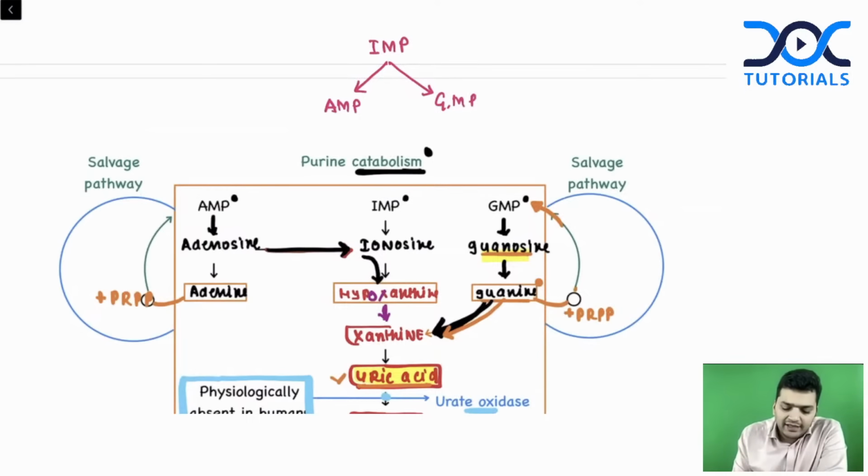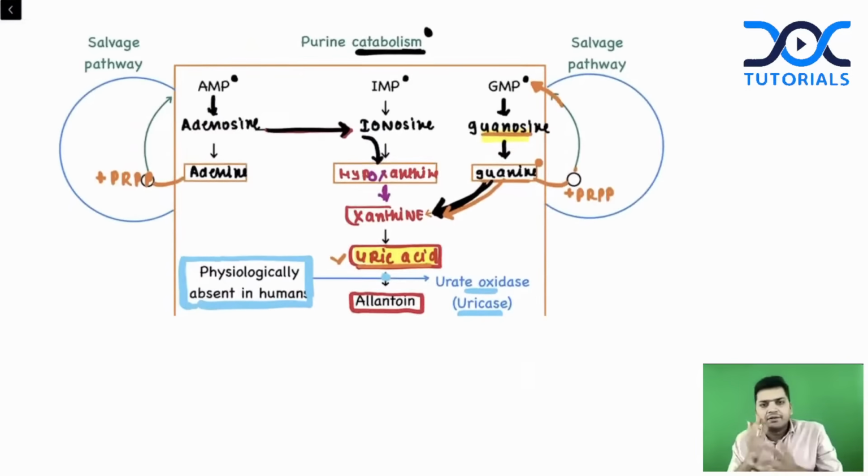When cell death happens, AMP, GMP, and IMP are destroyed. That is called purine catabolism. For example, if I break adenosine monophosphate, we generate adenosine. Break it further and you make adenine. In the same way, when you break guanosine monophosphate, you get guanosine, and breaking it further gives guanine.